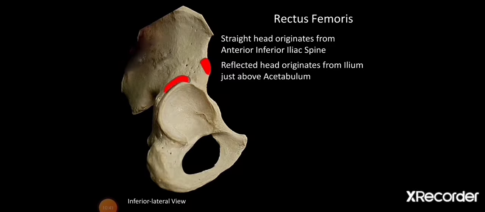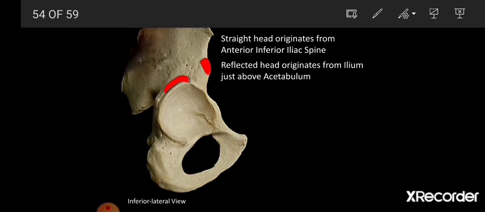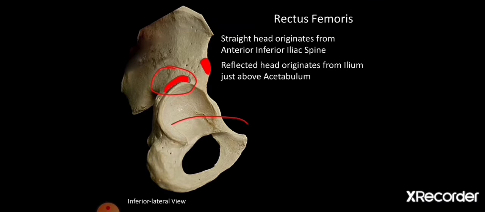Now rectus femoris. Rectus femoris muscle is a muscle of your front of thigh. It has two heads of origin, straight and reflected. Straight head arises from the anterior inferior iliac spine and the reflected head arises from the groove of the acetabular cavity. This is acetabular cavity. Just above it there is a groove which is giving origin to the reflected head of rectus femoris.